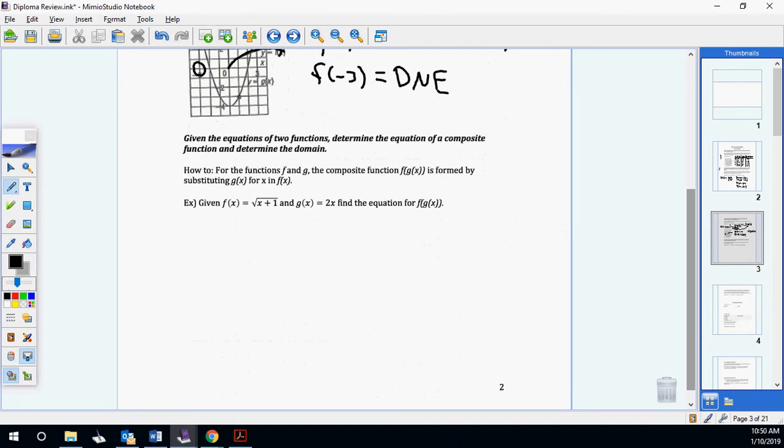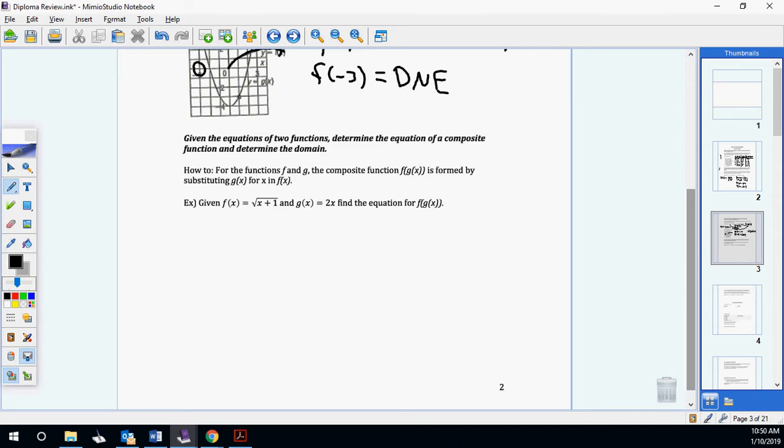A couple other things here. Given the equation of two functions, determine the equation of the composite function and determine the domain. Very similar to what we just did. For the functions f and g, composite f of g of x is formed by substituting g in for x in f of x. So we are doing f of g again.